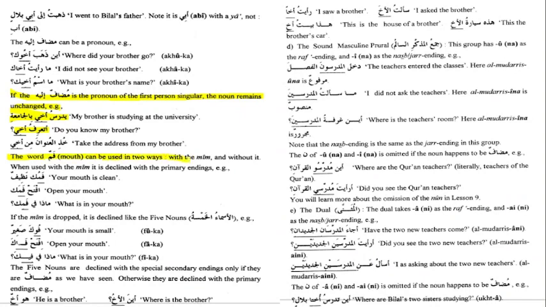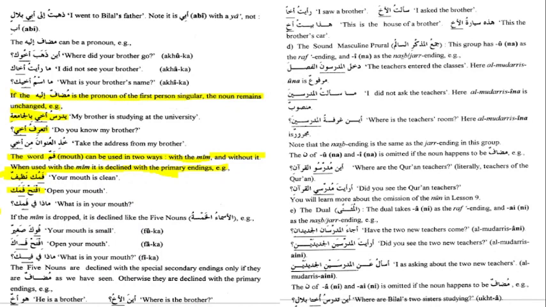And then the word famun can be used in two ways. It can be used with the mim and without the mim. Famun, of course, means mouth. When it is used with the mim, it declines with the primary endings. For example, famuka, your mouth, and then iftah famaka, open your mouth. So famun with the mim is just a normal noun. It's not part of the asma al khamsa.